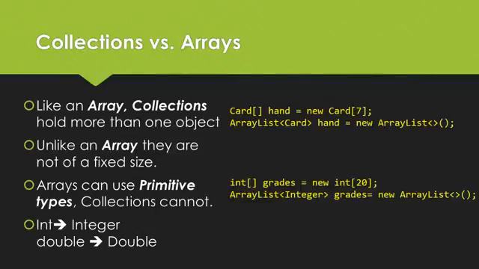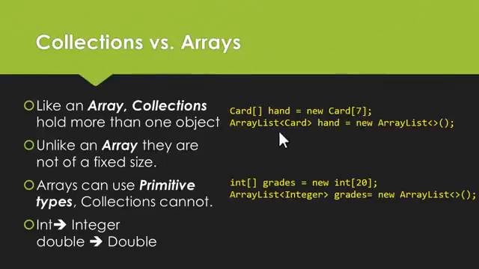Let's take a moment and discuss how arrays and collections are different. So like an array, collections hold more than one object. So up here I have an array of cards called hand, and up here I have an ArrayList of Card called hand. But unlike an array, they are not of fixed size. So when I declare my array of cards, you notice I say new Card[7]. So what I'm saying is set aside 7 slots in the computer memory to store the cards. Whether I use all 7 or not, is inconsequential.